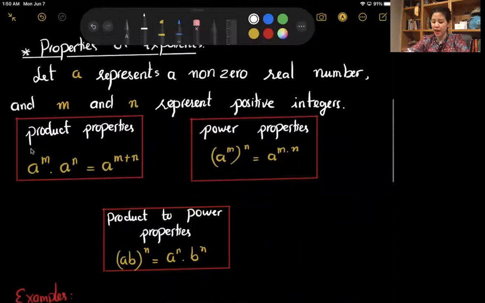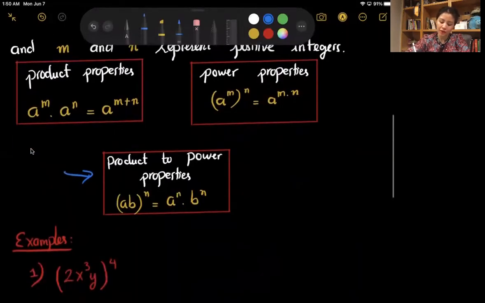Now, what about if we have a times b, all to the n? I'm talking about this rule right here. So for example, if I have 3 to the 4 times 5 to the 4, according to this rule, it is equal to what? 3 times 5, to the 4. Right? a, b, 3, 5, and we have the same exponents. All you have to do is bring the bases together and raise them to the same power. Okay.